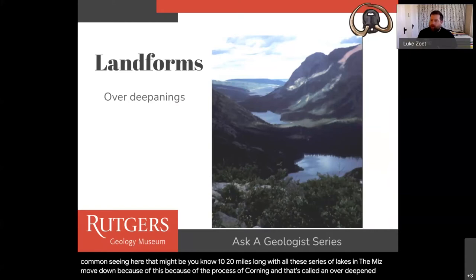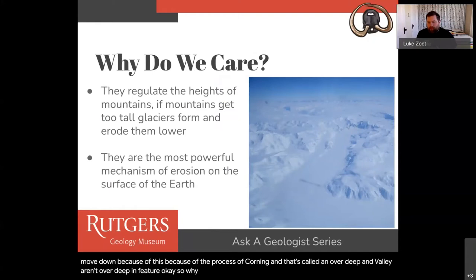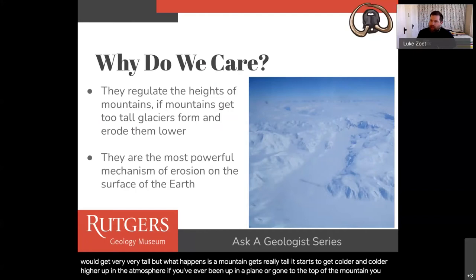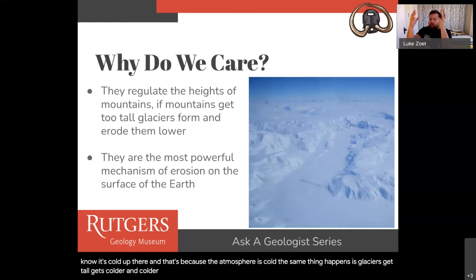Okay, so why should we care? One thing that's particularly important about this is this effectively regulates the heights of mountains, right? If glaciers weren't there, mountains would get very, very tall. But what happens is as a mountain gets really tall, it starts to get colder and colder higher up in the atmosphere. If you've ever been up in a plane or gone to the top of a mountain, you know it's cold up there, and that's because the atmosphere is cold. The same thing happens as mountains get tall, it gets colder and colder, which means you're more likely to get a glacier, and then the glacier will erode the mountain down a little bit.